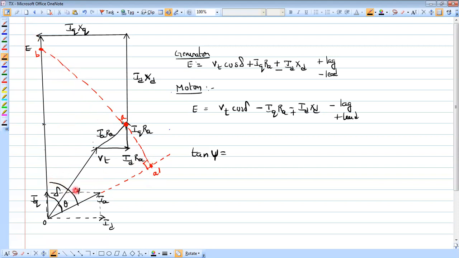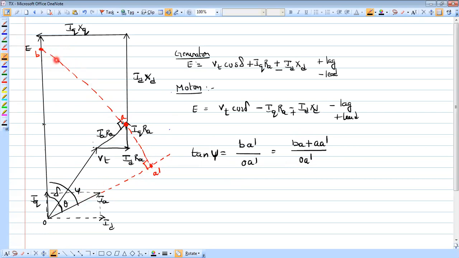BA dash is the opposite side of this triangle. Why? Because here we have the psi angle. So BA dash is the opposite side, by the adjacent side, and OA dash is the adjacent side. And I can write this BA dash as BA plus AA dash, over OA dash. Let us try to find the value of BA. We don't know this BA, right? But it is perpendicular to this armature current.